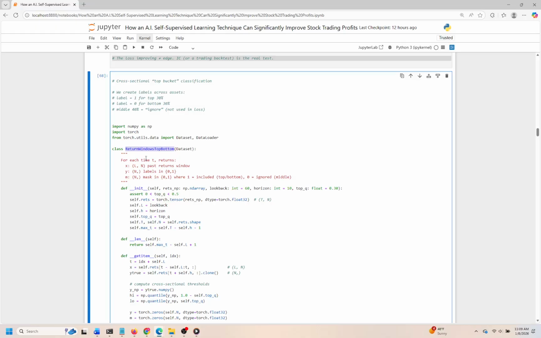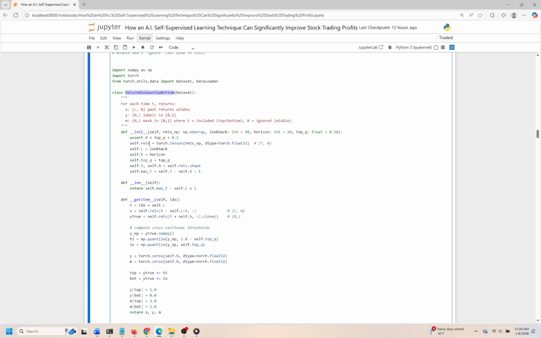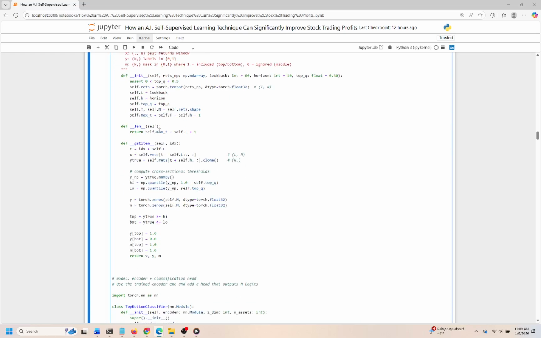The key steps start with the initialization of this dataset class. We import the necessary libraries and set up the structure, defining parameters such as the look-back period, forecasting horizon, and quantile threshold for classification. The return data consists of three parts: the past returns for each asset, the classification labels indicating top or bottom performance, and a mask that helps to ignore the middle performing assets.